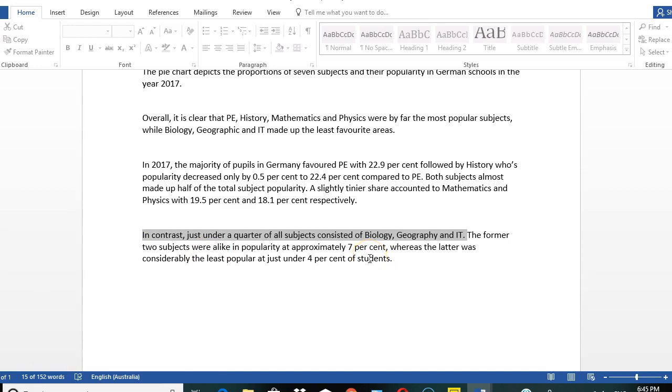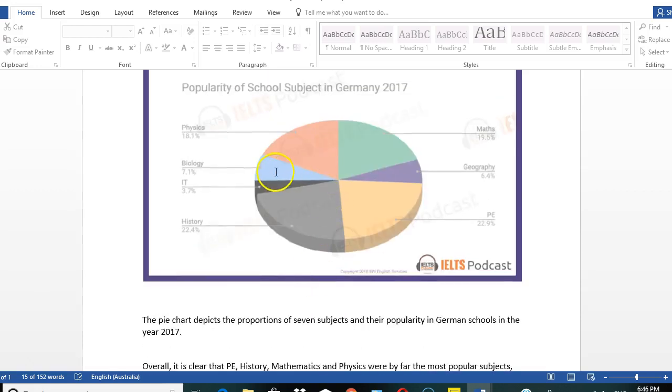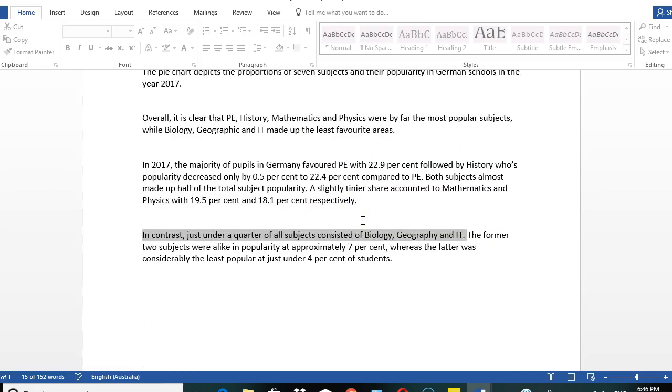This is a bit weird. This sounds a bit off. Under a quarter of all subjects consisted of biology, geography, and IT. You can say that biology and geography and IT, biology, geography, and IT. Okay. You can say the popularity of biology, geography, and IT represented under a quarter out of the total share of favored subjects, something like this.